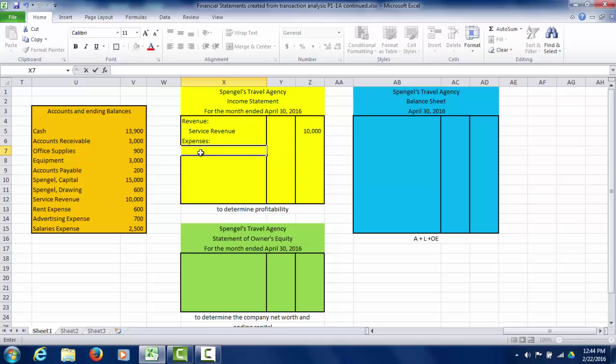So I'm going to list the dollar amounts in column 1 because column 1 is for subtotaling. It's for itemizing. It's for when you have more than one. So I'm going to list here rent expense, the amount $600. The next one, advertising expense, the amount $700. And the last one, salaries expense, for $2,500. So basically, I'm only putting under expenses things that end in expense.